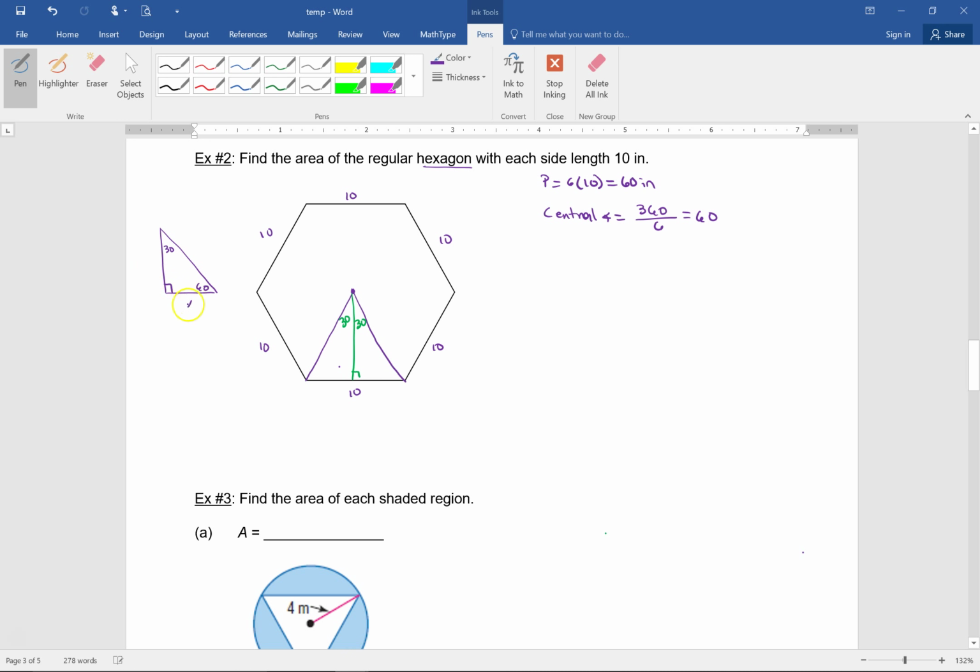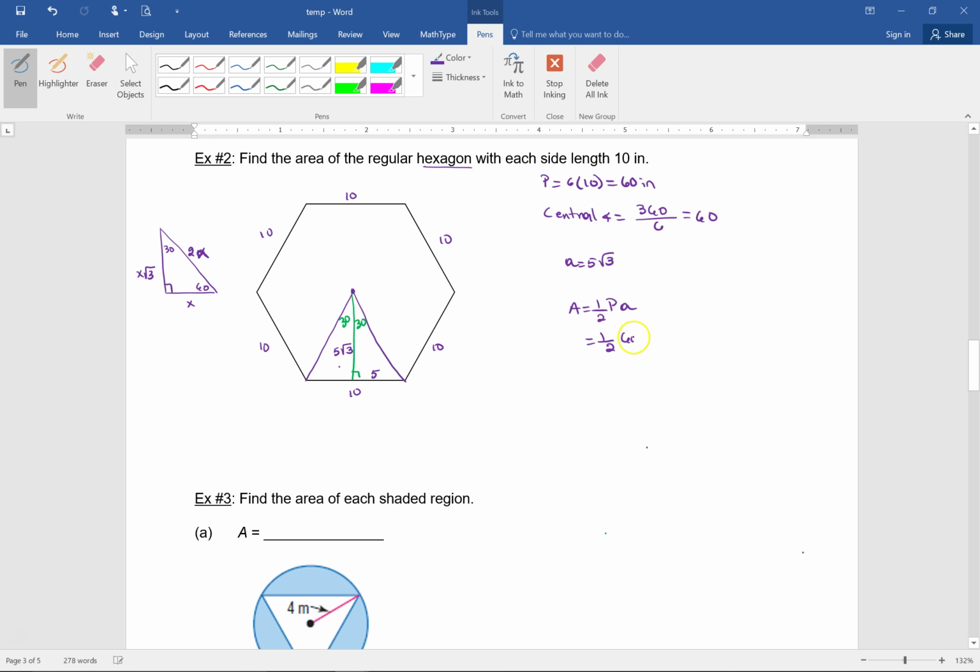This is a 30, this is a 60, this is a 90. So remember, it's x, and this one is what? X root 3, and this one? 2x, right? So if this entire side is 10, how much is the base of the triangle? 5. That means this is 5 root 3. So my A is 5 root 3. Am I done? Do I have everything now? I sure do. So it's half times P times A.